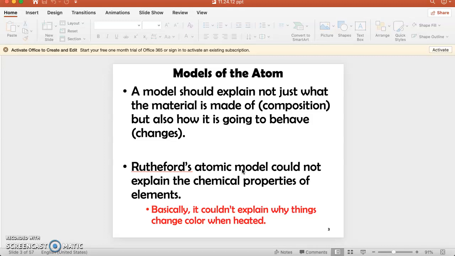A model should explain not just what the material is made of, as in the composition, but it's also going to possibly explain how it behaves as to the changes it undergoes. So we're going to look at a couple of models here that have historically been present and historically have helped us come to a better understanding of what's going on with the electrons and why electrons are so dearly important in the world of chemistry.